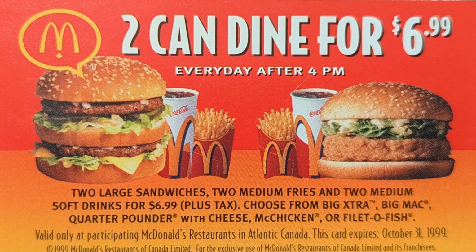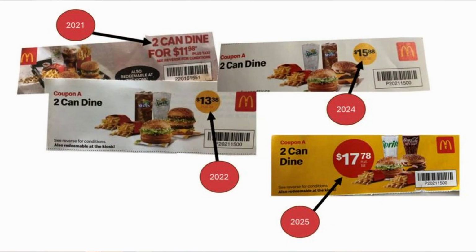Do you remember when gas cost less than $1 per liter? That was back in the early thousands. Today it averages around $1.30, $1.50 per liter, depending on where you live. Or do you remember McDonald's had a coupon that read 2 can dine for $8.99? Well, that same coupon today advertises that 2 can dine for like $20.